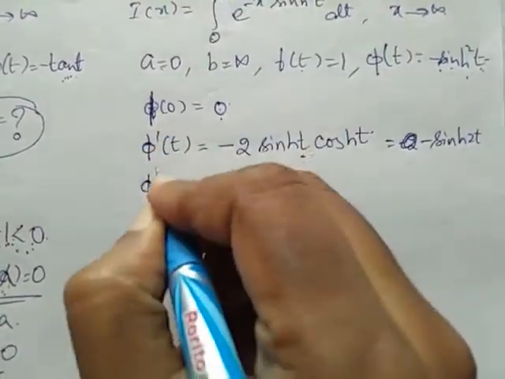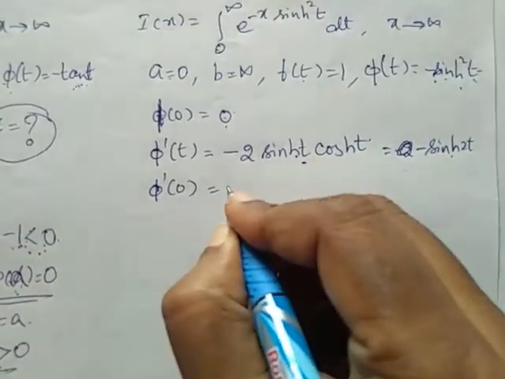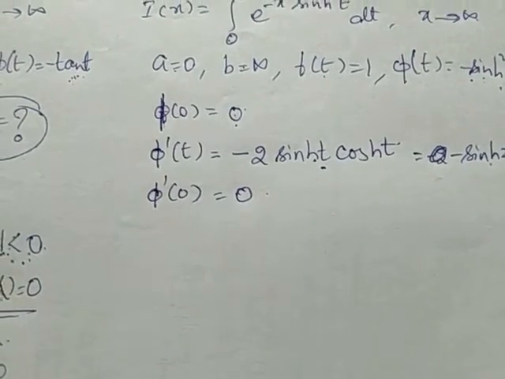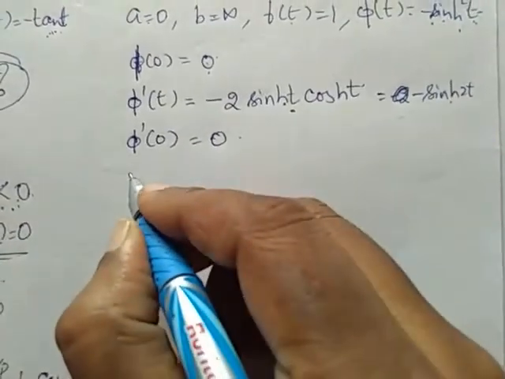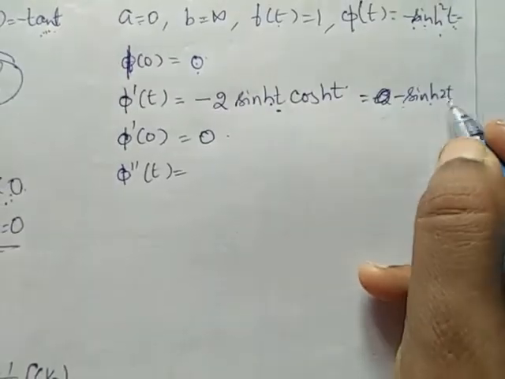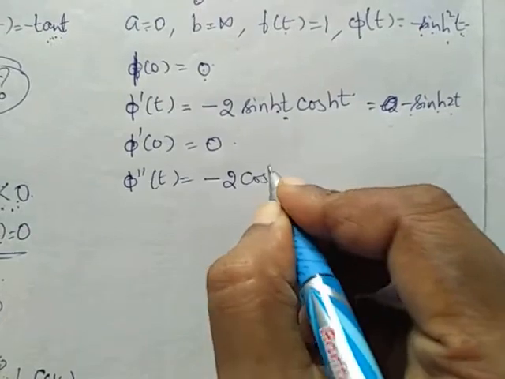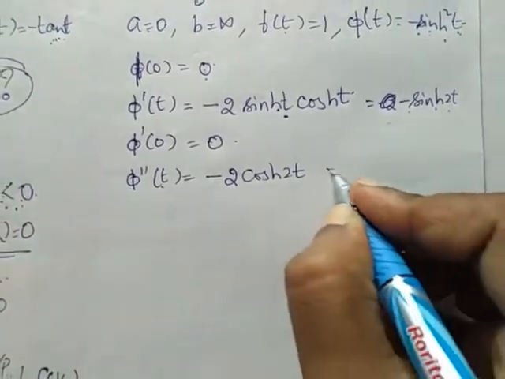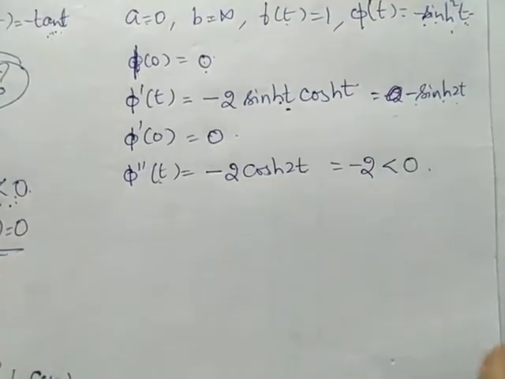When t is 0, we are having sinh t as 0, therefore it is also 0. Actually phi dash of 0 should not be equal to 0, or it should be less than 0. Here it is 0, so differentiate it again. Phi double dash of t is equal to, what is the differentiation of sinh 2t? Minus 2 into cosh 2t. When t is 0, we will have minus 2. Cosh 0 is 1. Therefore, now it is less than 0.